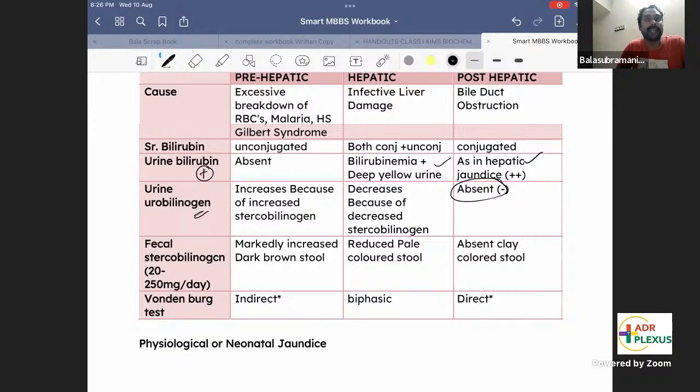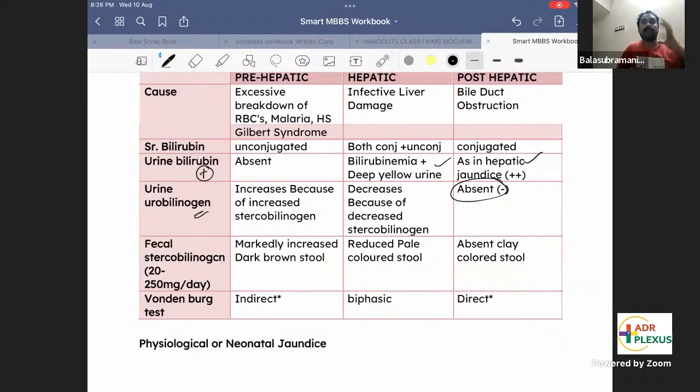But when it comes to the lab, we just ask for the serum levels and we just ask for the urine test. Okay, the urine urobilinogen is tested by the Watson-Schwarz test, and the serum bilirubin we just look and find out whether it is increased. Direct bilirubin increased and absent urobilinogen in the urine, then it's post-hepatic jaundice or obstructive jaundice. That's the only thing you must look for: which fraction of bilirubin is increased in the blood.